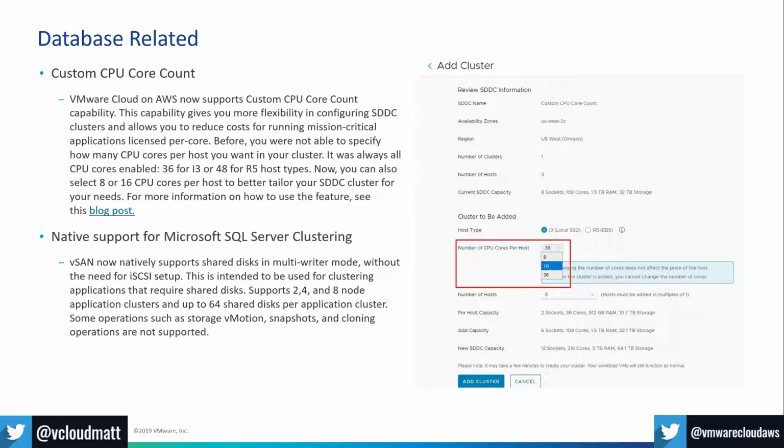We've also added native support for Microsoft SQL Server clustering without the need for the iSCSI workaround that was used for a while. It supports 2, 4, and 8 node application clusters and up to 64 shared disks. Some operations like storage vMotion, snapshots, and cloning are not supported, but you really shouldn't be doing that with a Microsoft SQL cluster anyway. It kind of defeats some of the purpose of having it, to move it around a lot. So those are new as of M6.